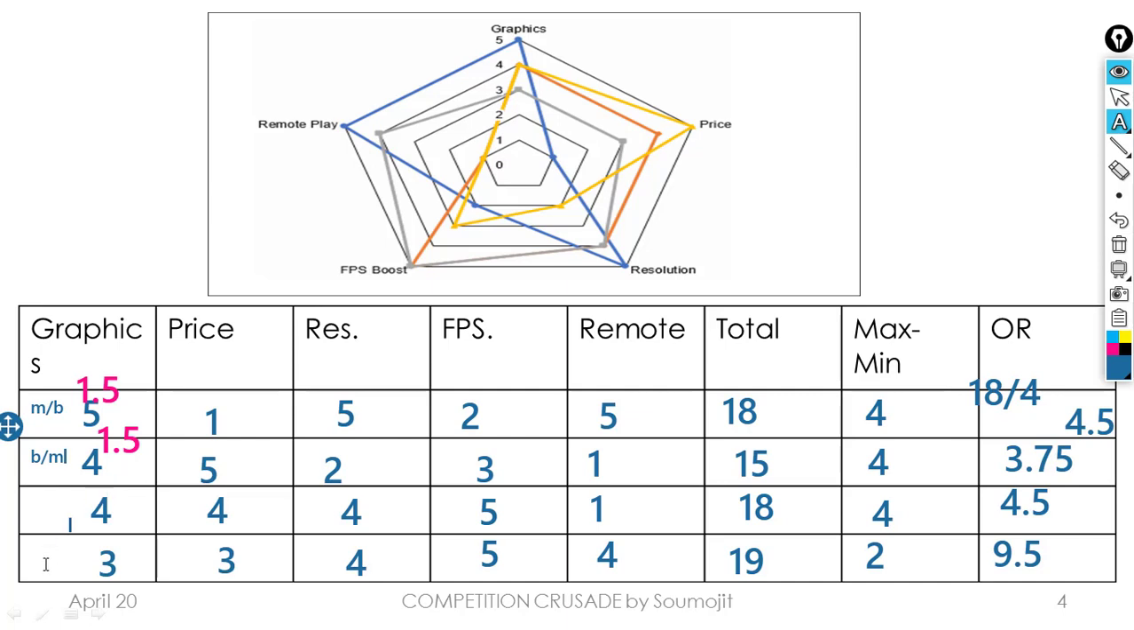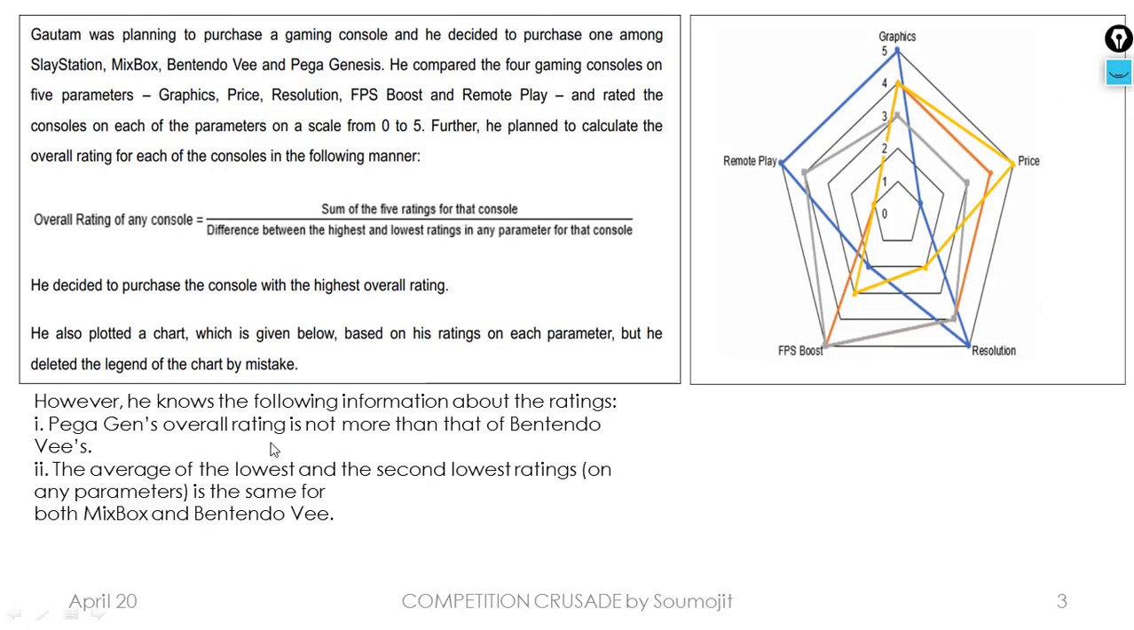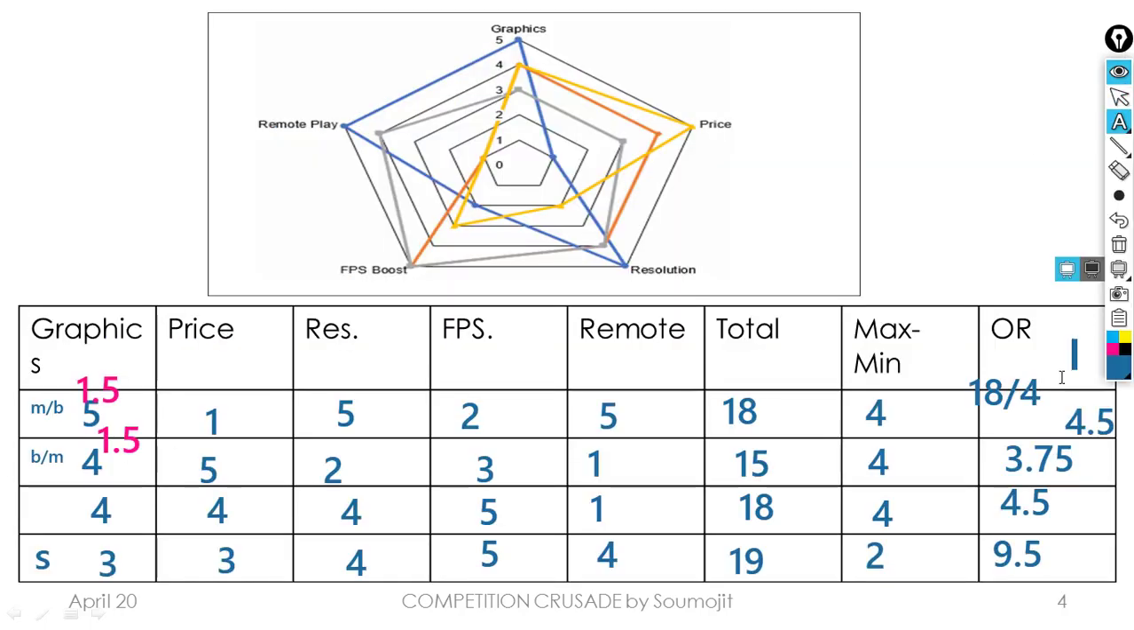Now for once I know that this is Slaystation. Okay, this is Slaystation for sure. And how do I know that? Because it is given in the first statement. I hope you have read the first statement. The first statement says Pegagen's overall rating is not more than Nintendo Wii's. So what I can see over here is, there are only 3 possibilities and Pegagen has to be this one. Okay, this one is Pegagen, because Pegagen cannot be more than 3.75 or 4.5. It can be equal to 4.5, but surely it is not going to be 9.5. So that is going to be Slaystation. So I can put Pegagen over here.